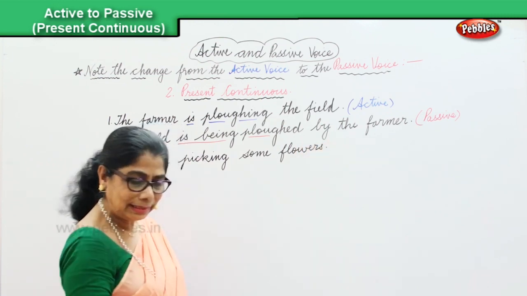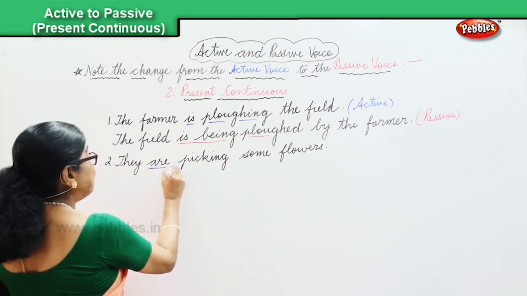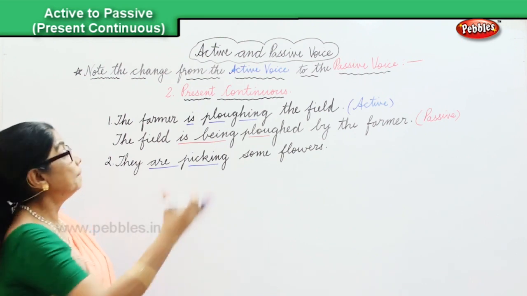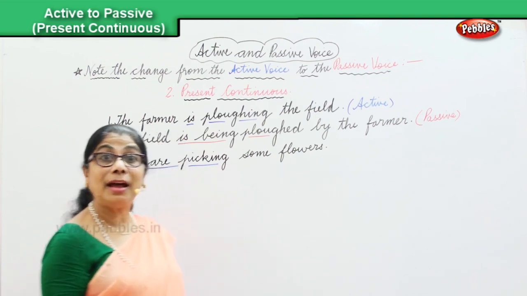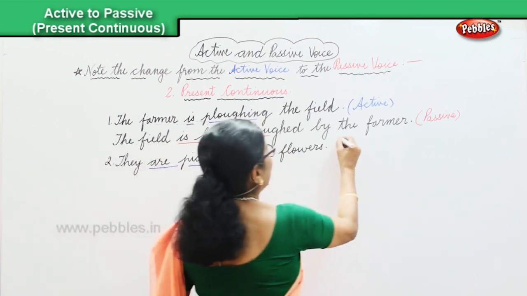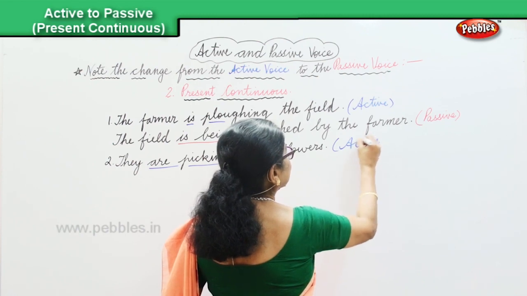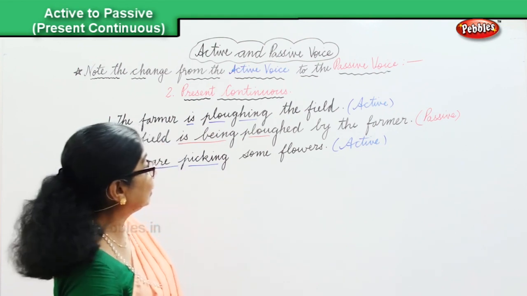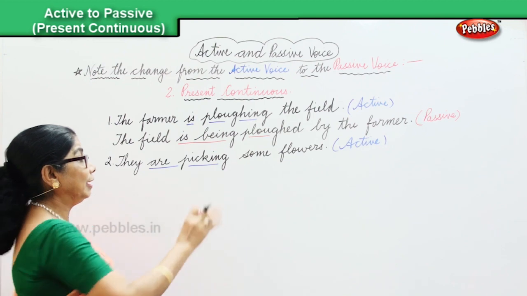Okay, let's look at that sentence. They're picking some flowers. Are picking. What are they doing? Present continuous. They are picking, collecting some flowers. Active. Action is going on. Now let's change that. Let's look at the changeover into the passive. They are picking some flowers.